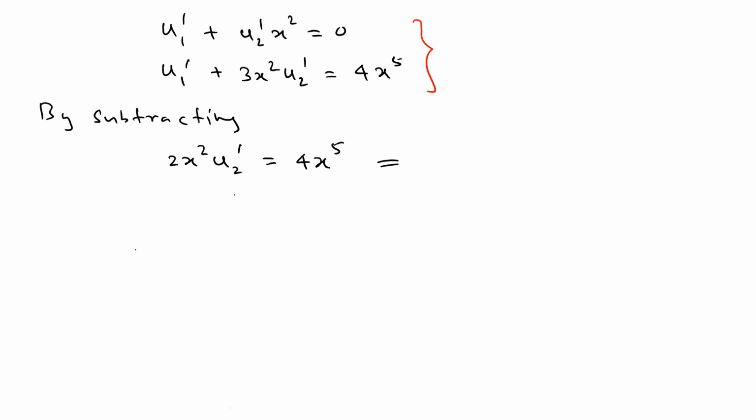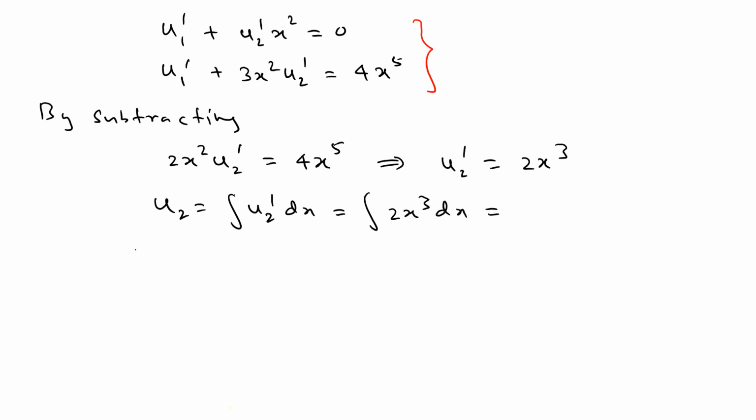Then you can divide both sides by 2x squared. So then you're going to get u2 prime equals 2x cubed. Now we can find u2 just by integrating. So u2, which is the integral of u2 prime dx, means the integral of 2x cubed dx. So that means 1/2 x to the 4th power.